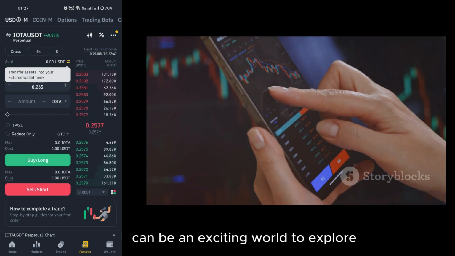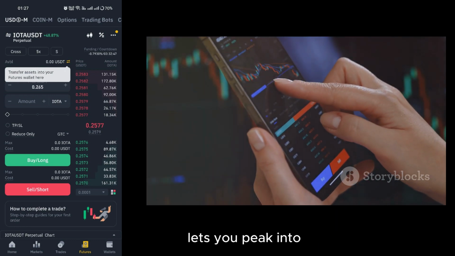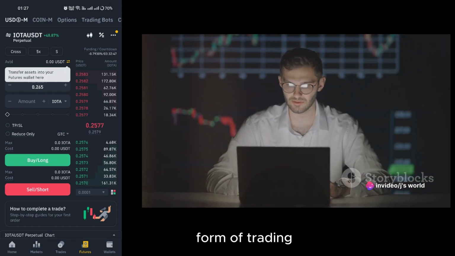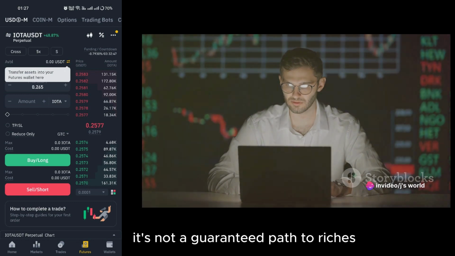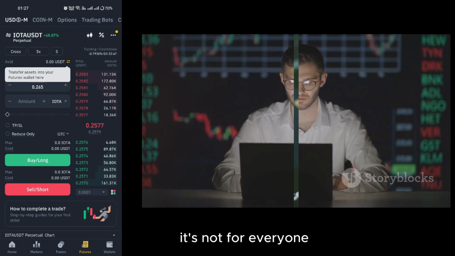Futures trading can be an exciting world to explore. It's like having a crystal ball that lets you peek into the future of the market. But remember, just like any form of trading, it's not a guaranteed path to riches. Futures trading can be exciting, but remember, it's not for everyone.